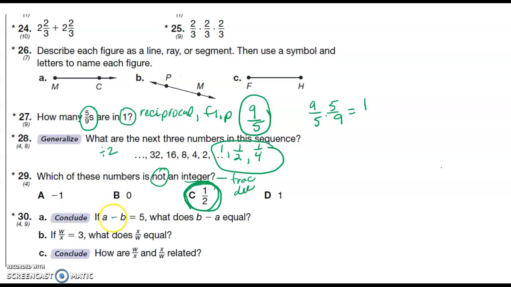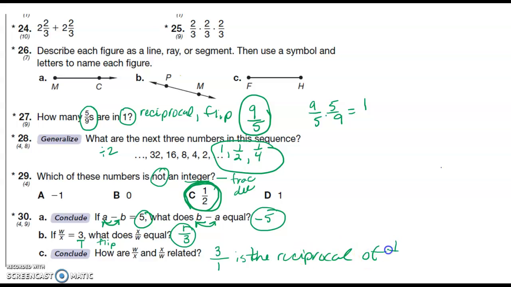In the last problem, 30a, it says if a minus b is 5, what does b minus a equal? Well, we know when we flip the order, we flip the sign. So if this is positive 5, when we flip the order, this is negative 5. If w over x equals 3, or 3 over 1, what does x over w equal? So we're flipping this, we're getting the reciprocal, and this is going to be 1/3. How are w over x and x over w related? So 3 over 1 is the reciprocal of 1/3.